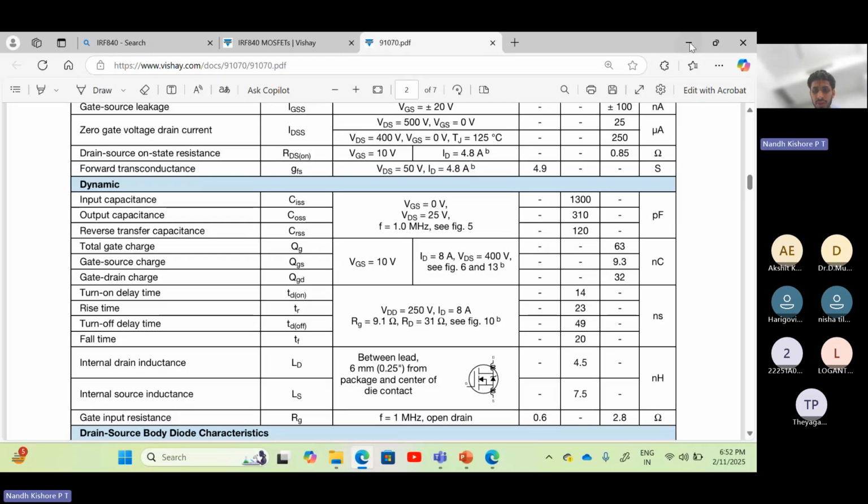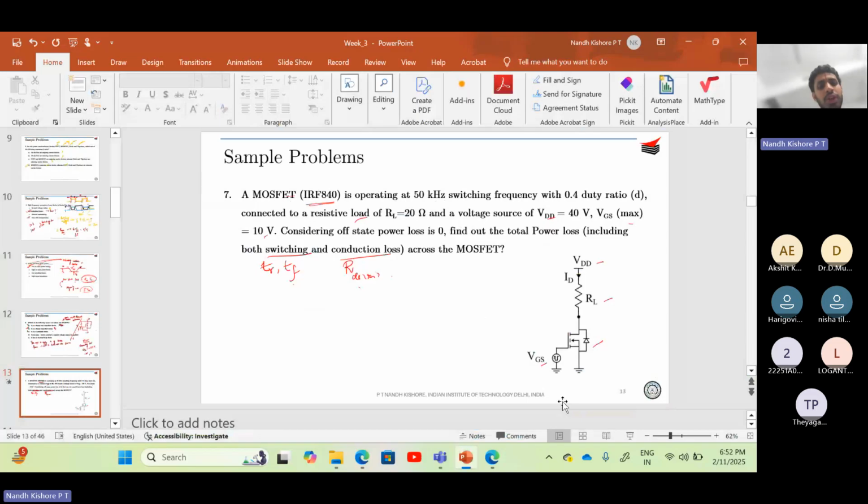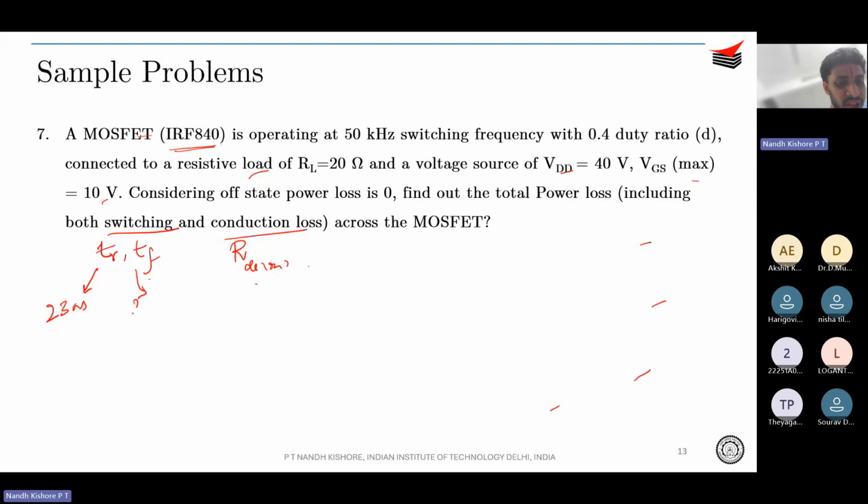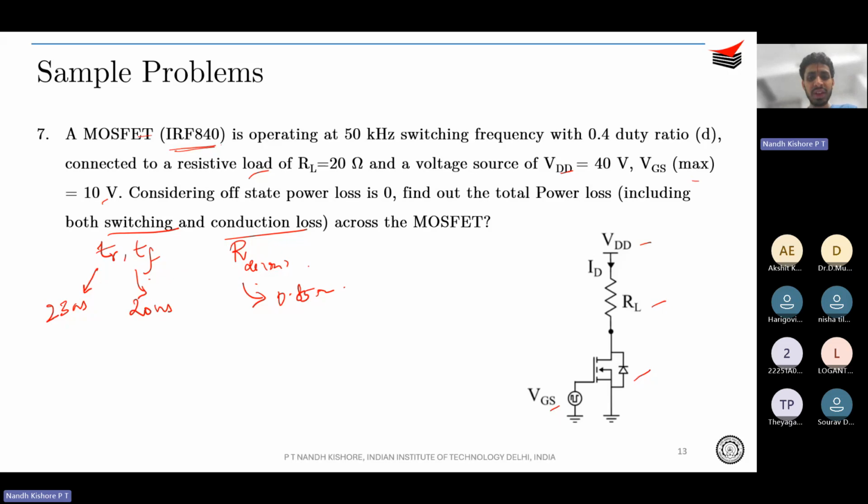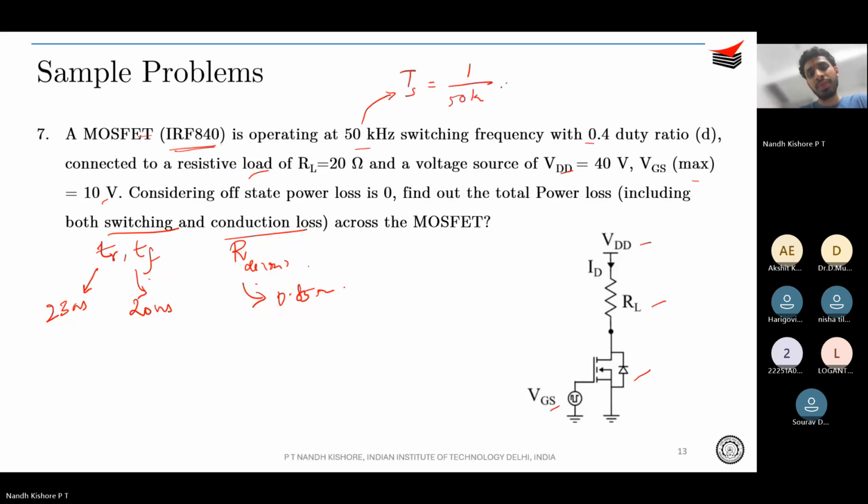So your TR is 23 nano, TF is 20 nano, and RDS on is 0.85 ohms. Everything else is given. We just need to find out the conduction loss and the switching loss. So what have they given extra? 50 kilohertz switching frequency with 0.4 duty ratio. What is 50 kilohertz switching frequency? It means TS, the time period, will be 1 by 50k, which is 20 microsecond.